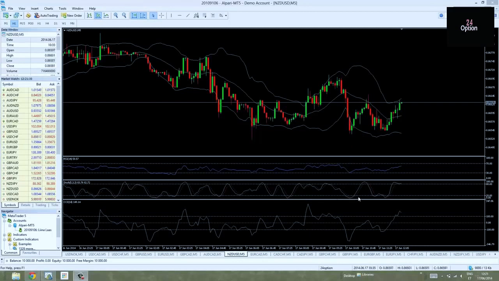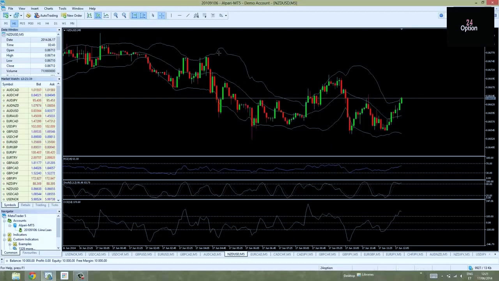The stochastic indicator, I'm looking for a crossover on the right hand side, preferably under the markers of 20 and 80. And the CCI, I'm looking for it to be either as high or low as possible. I would want it to be at least over 150 or lower than minus 150. So let's see some examples here.